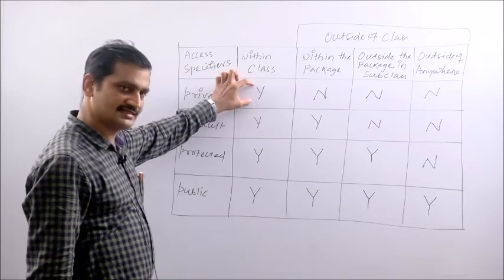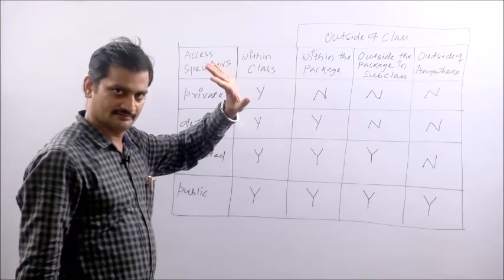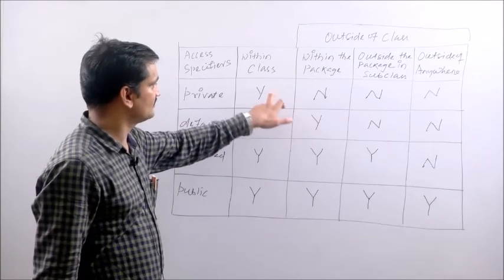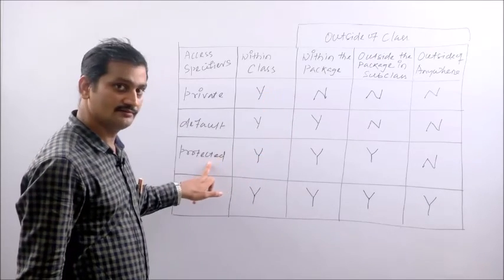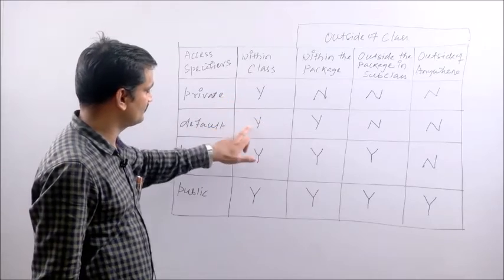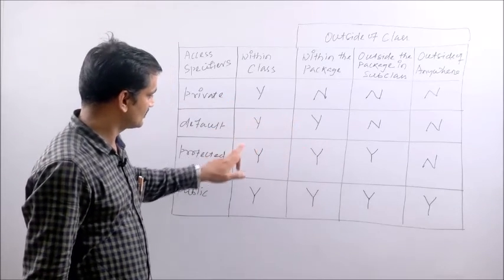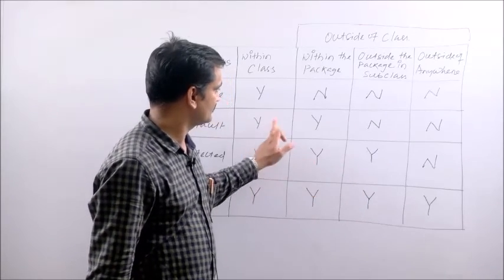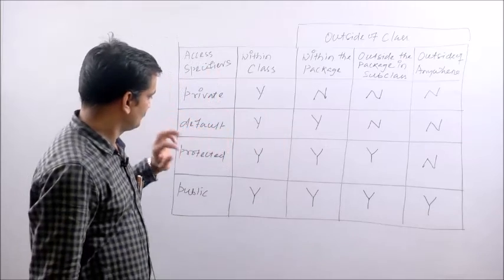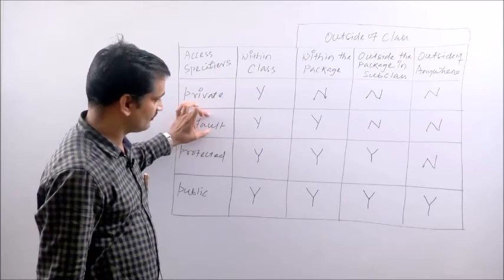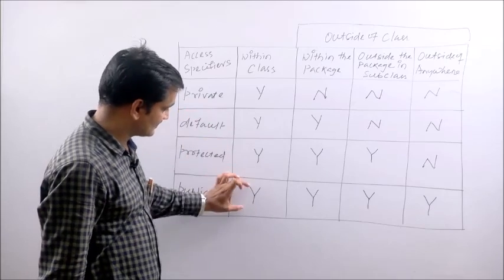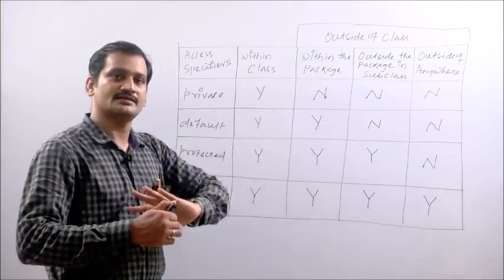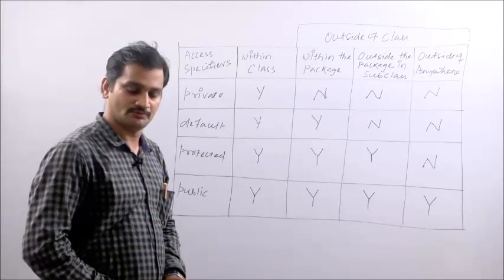So what we understand from this is that private members are less accessible, more restrictive than default, and default is more accessible than private but more restrictive than protected. Protected can be accessed in three places, while default can only be accessed in two places. Protected is more accessible than default but less restrictive than public, and public can be accessed anywhere. There is no restriction on accessing any public member.